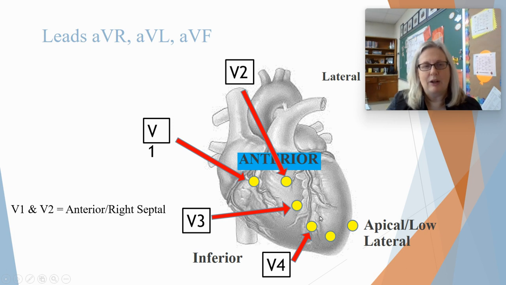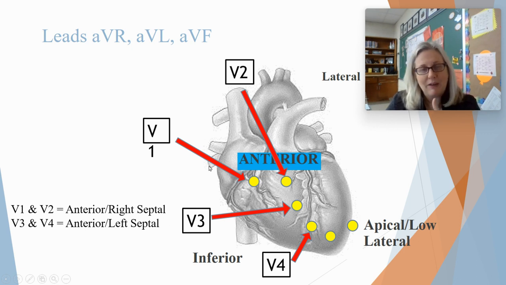And they're also anterior, but they are to the left of the septum. Okay, so we would write this down as anterior left septum. Septum, if you remember, is that muscle wall that separates the right side from the left side of the heart. It's very thick, but we have some leads that pick up electrical conduction on the right side, and we have some that pick it up on the left side. So that's where we get the anterior right septal and anterior left septal.